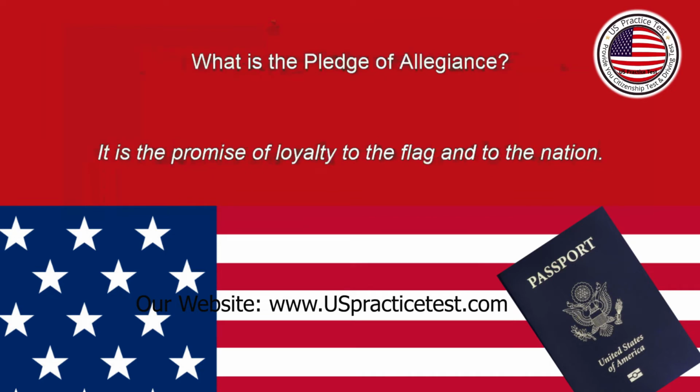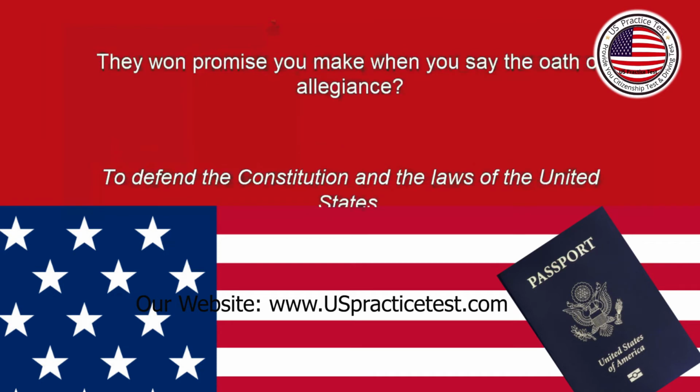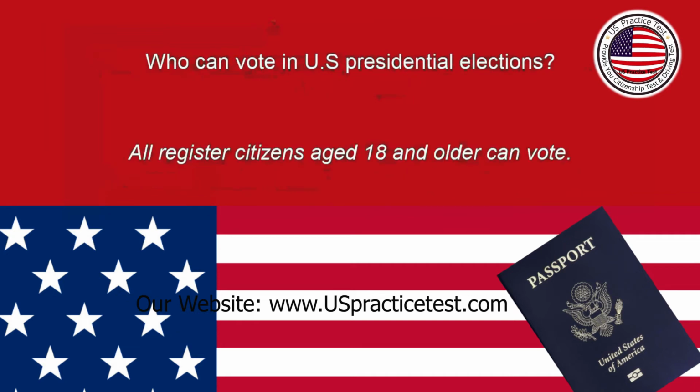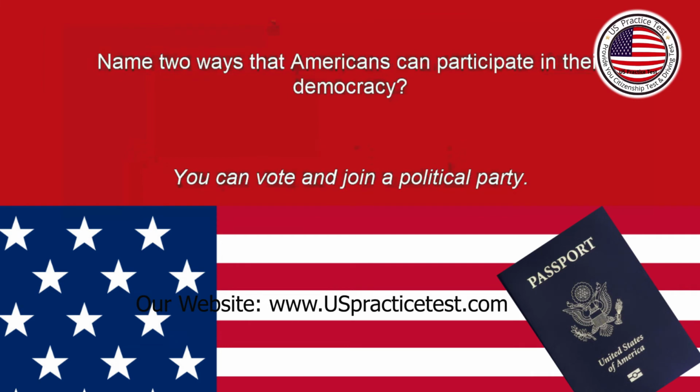What is the Pledge of Allegiance? It is a promise of loyalty to the flag and to the nation. Name 1 promise you make when you say the Oath of Allegiance. To defend the Constitution and the laws of the United States. Who can vote in U.S. presidential elections? All registered citizens age 18 and older can vote. Name 2 ways that Americans can participate in their democracy. You can vote and join a political party.